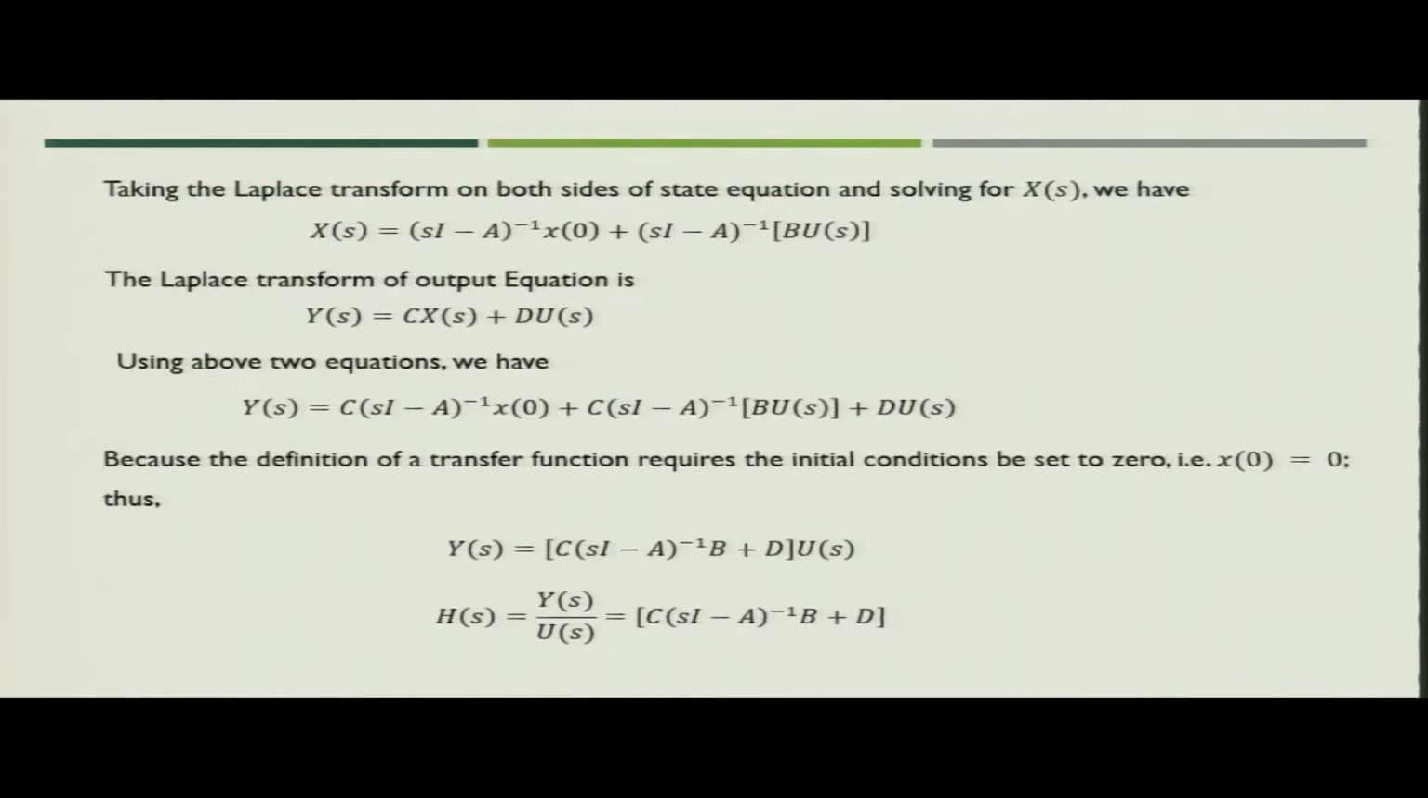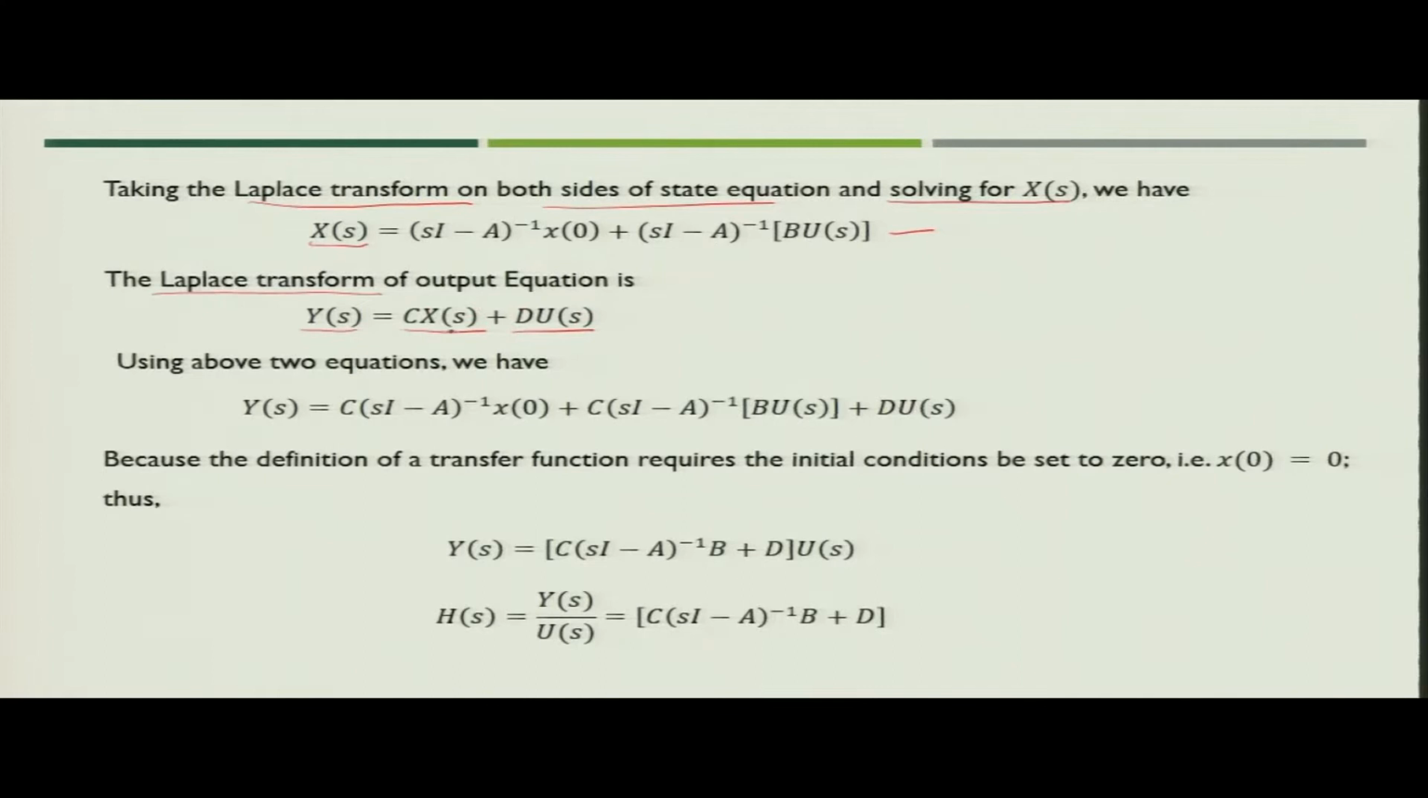Now, if you take the Laplace transform on both sides of the state equation and rearrange it so that X(s), the Laplace transform of the state vector, is on the left side, you get X(s) = (sI - A)^-1 x(0) + (sI - A)^-1 B U(s). Similarly, if you take the Laplace transform of the output equation, you get Y(s) = C X(s) + D U(s).